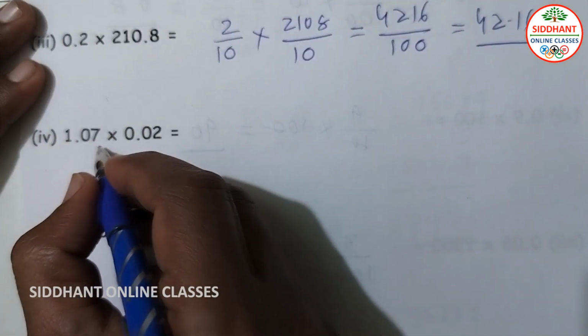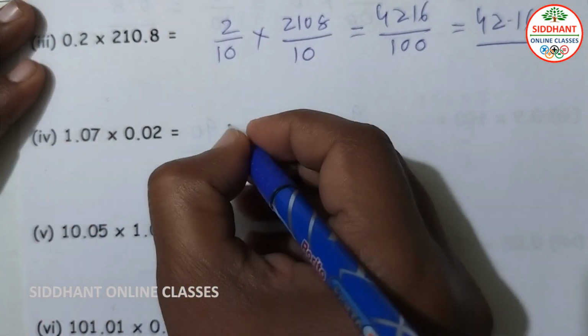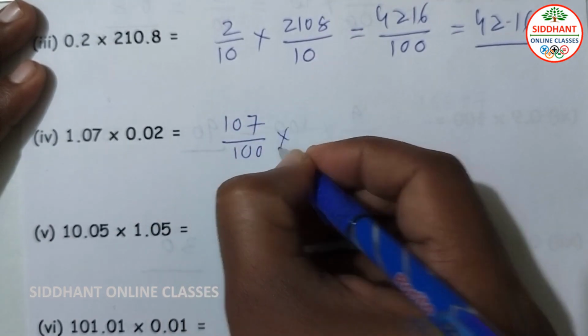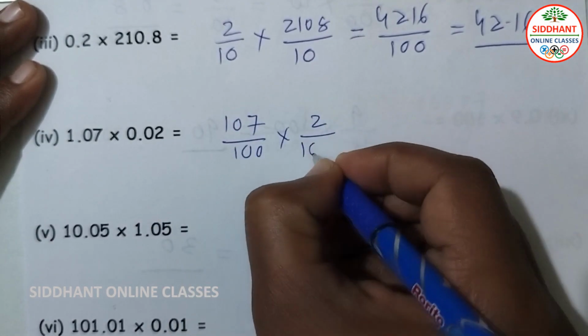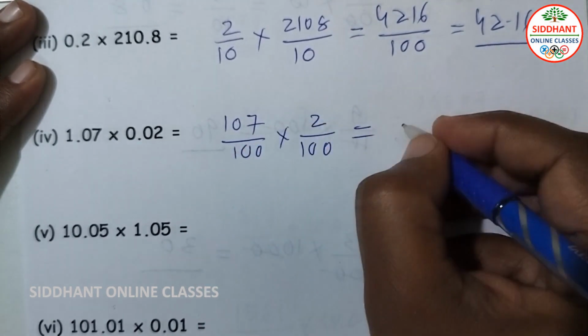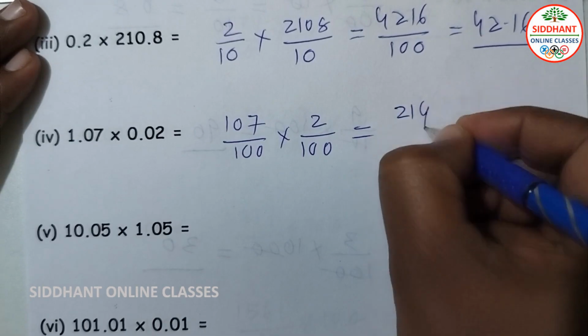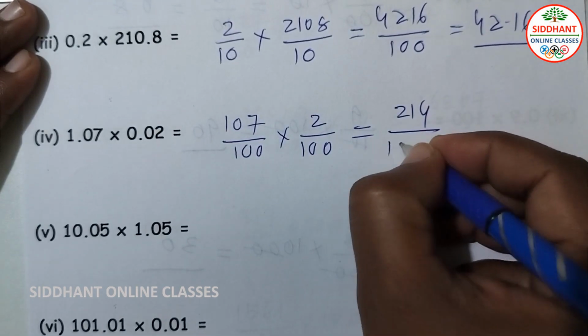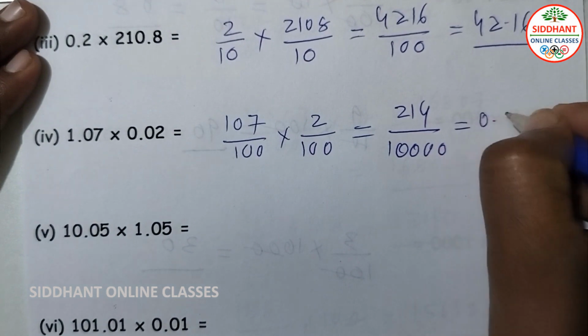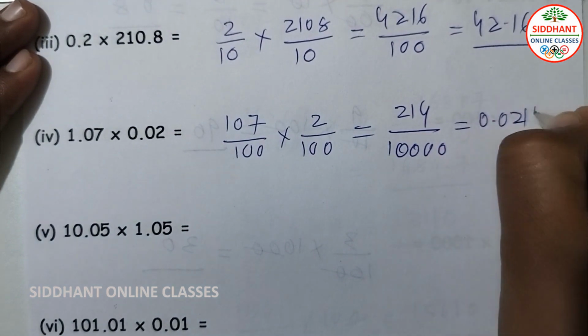Seventh one, 1.07 into 0.02. So here 107 by 100 into 2 by 100. 107 into 2, that is 214 by 10000, that equals 0.0214.